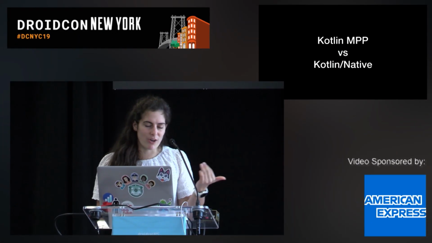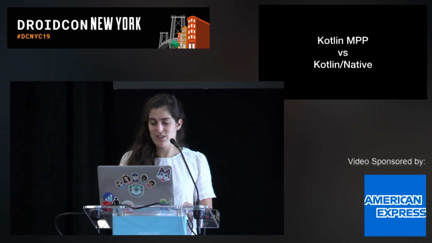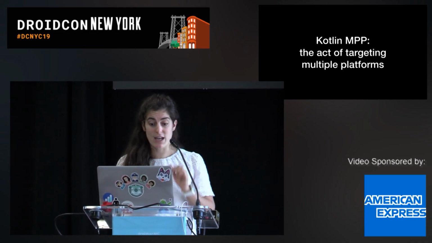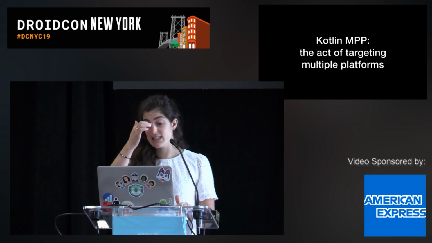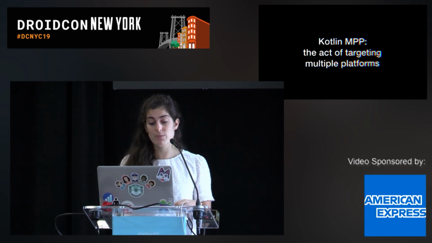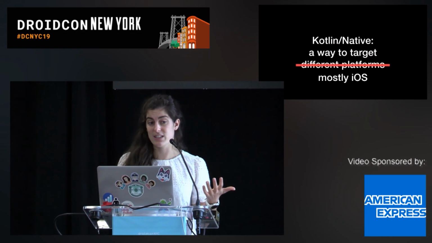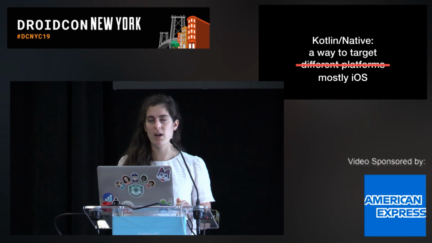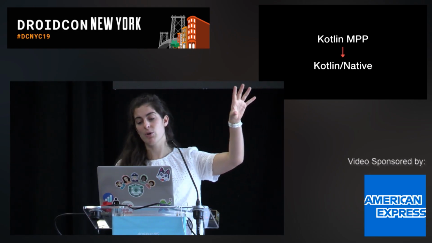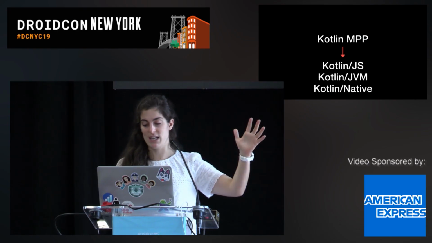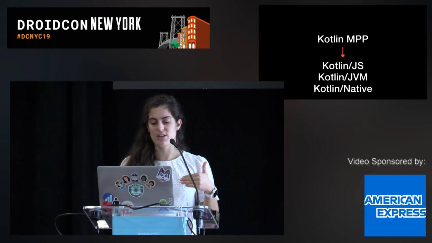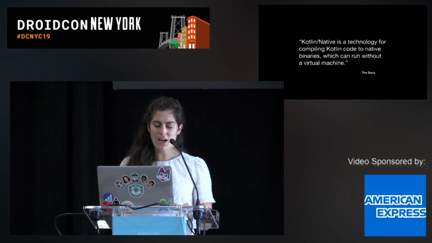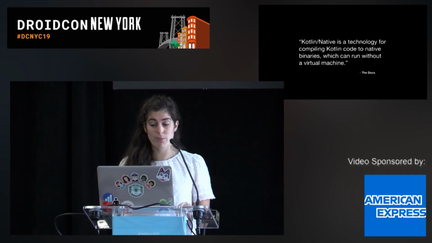And so while this seems like a very small thing to emphasize, it's actually really important in practice. Now, I can't talk about MPP without also talking about Kotlin native, and there's a lot of confusion around this point. So just to give a high-level overview, MPP is the act of targeting multiple platforms, whereas Kotlin native is a way to target different platforms. Specifically, we usually refer to Kotlin native in the form of what we output to target iOS. So with Kotlin MPP, if you're targeting multiple platforms, you can do native, JVM, JS, etc. This is the relationship between these two terms.